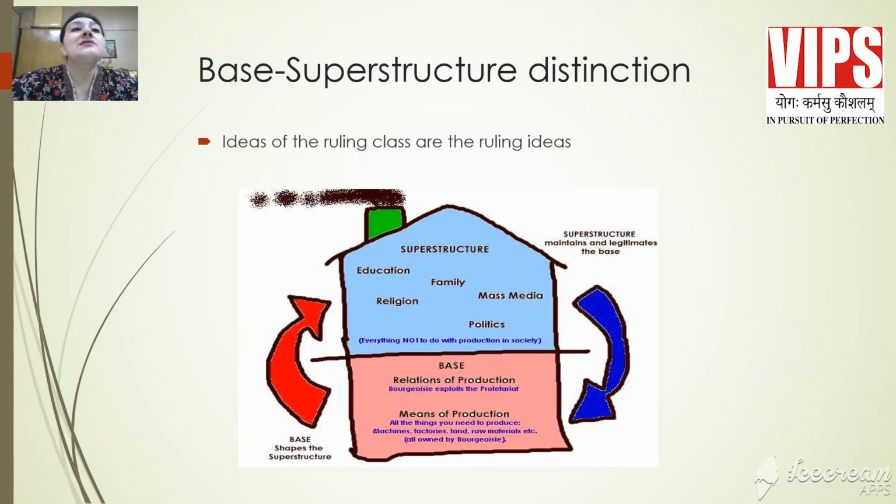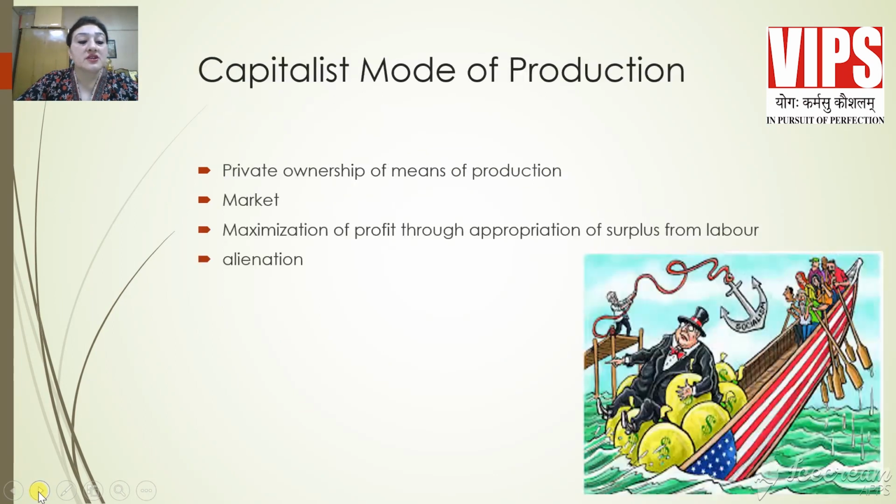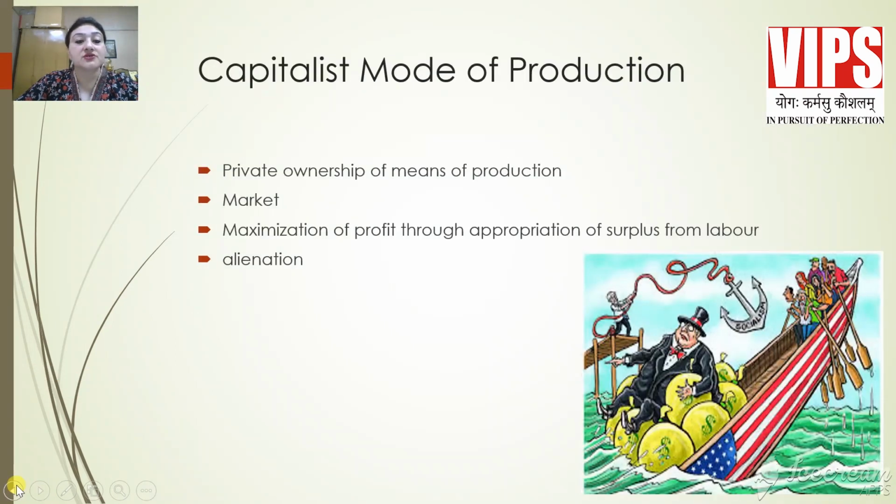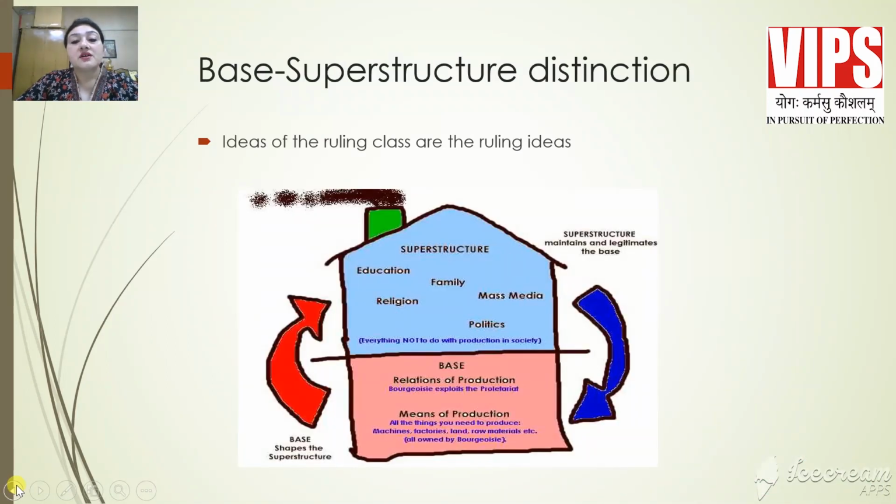So what are the ruling ideas? The ruling ideas are primarily the ideas of the ruling class. In one of the slides, I had mentioned ruling ideas. Yes, it's right here in front of me. So the ideas of the ruling class are the ruling ideas. So who's going to determine what the education system is going to be like? It's going to be the haves. Who's going to determine what the legal framework is going to be like? It's going to be the haves. Who's going to decide what the political structure is going to be like?